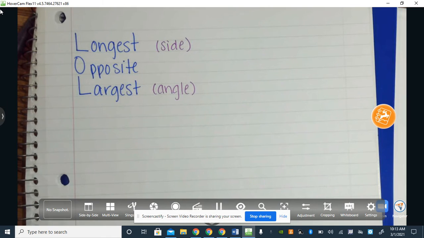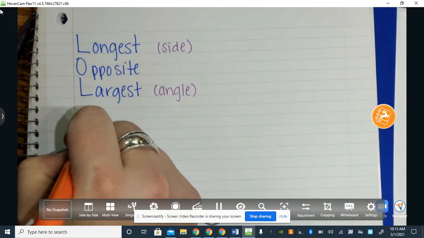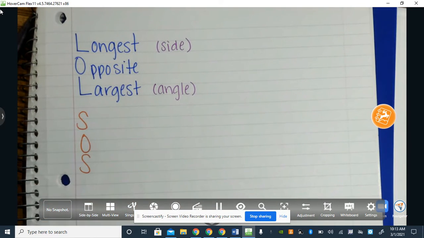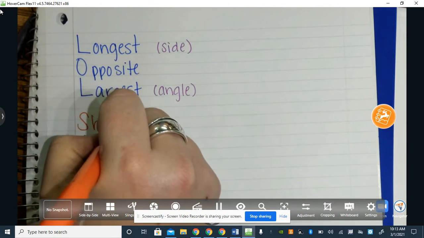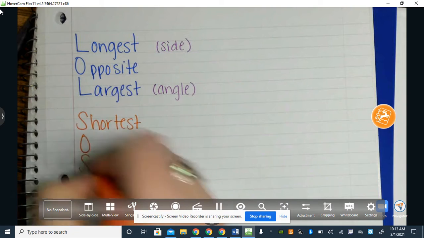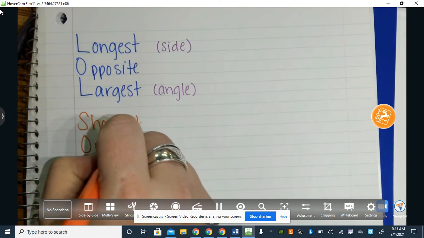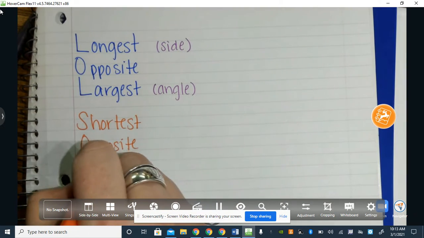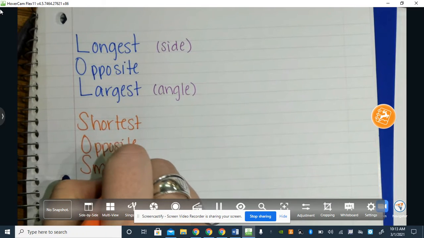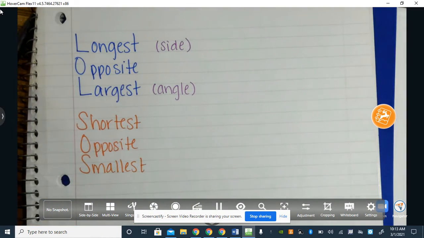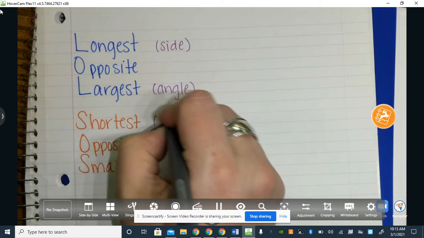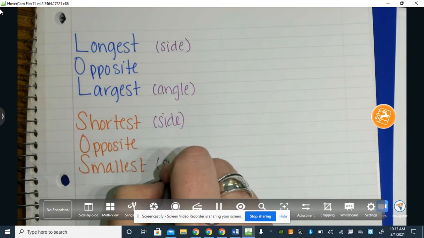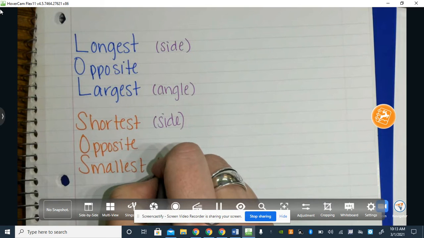My next one is SOS. And that is, instead of longest, this is your shortest side opposite your smallest angle. So your shortest side opposite your smallest angle.